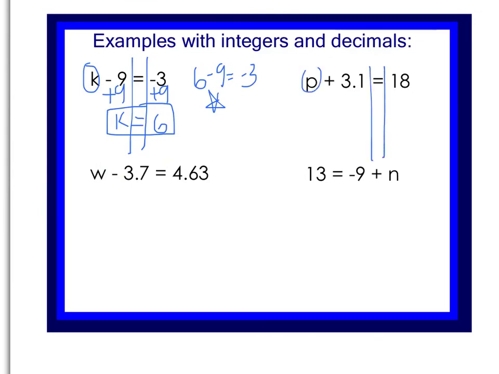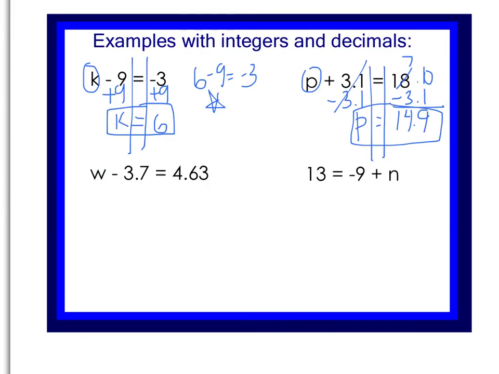All right, I have the letter P. I have it added to 3.1, so I'm going to do the opposite and subtract 3.1 from both sides. When I'm working with decimals, I want to line up the decimal point. 18 and 18.0 is the very same thing. So I'm going to subtract. I need to borrow. That's 9. 14.9. P is equal to 14.9.